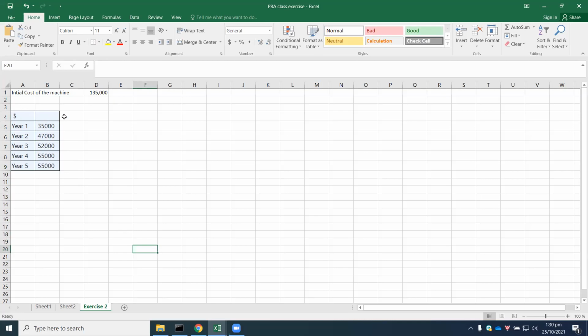All right, so this is the cash flow. We're supposed to find out the present value, the cumulative present value of cumulative cash inflow, and then finally we'll find out the net present value. Net present value, let's place it over here.